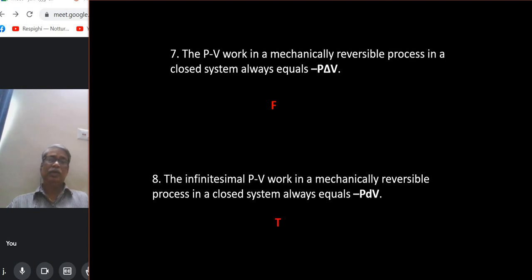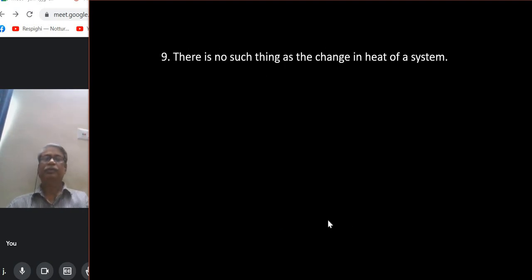Otherwise, say for isothermal expansion or compression, P is to be replaced by RT by V for an ideal gas, and then you get RT log V2 by V1 as the expression for work, right? So it is not simply P delta V. So in general, the statement is false.